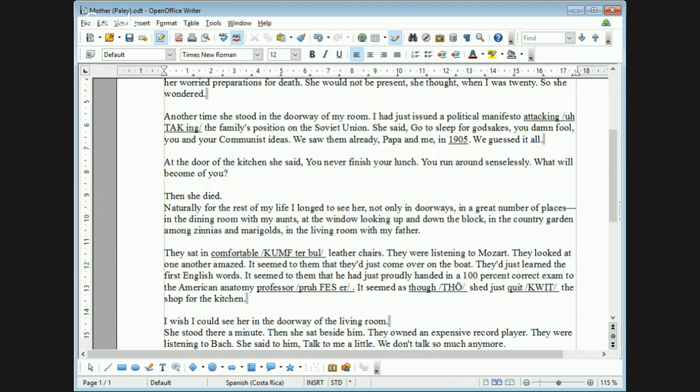He had just proudly handed. So if you hand in an exam, it's like you pass it in. So after you've taken an exam, you have to hand it in to the professor so the professor can grade it, and you can leave the class. Does that make sense?